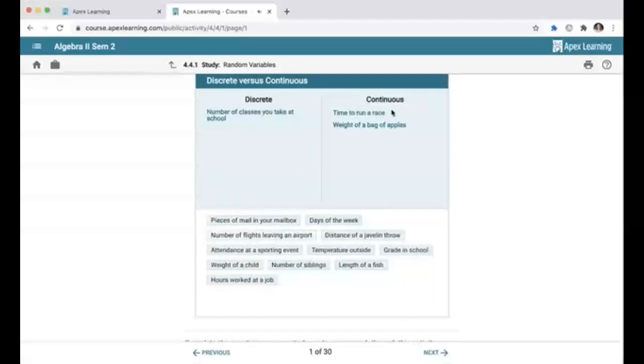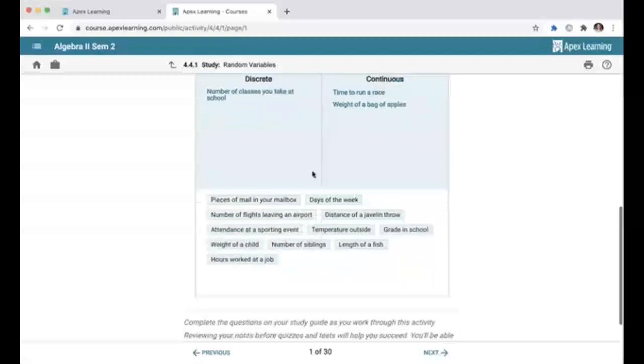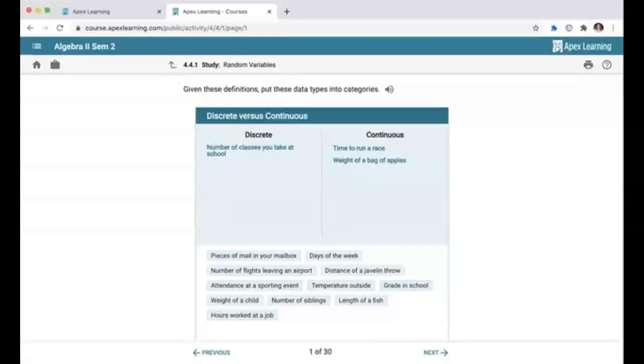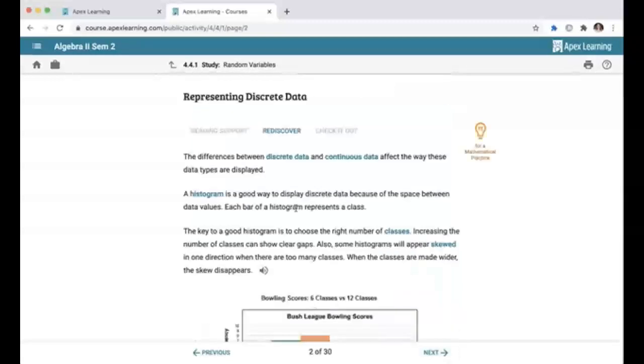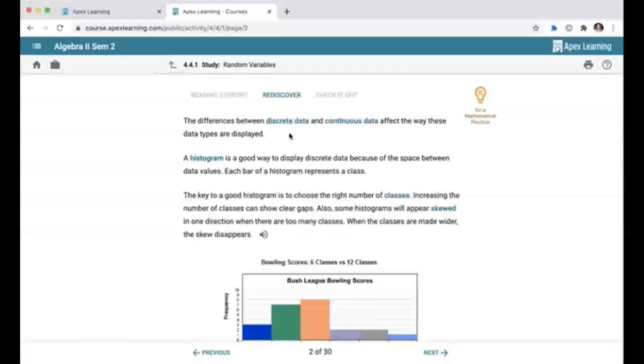So 2 continuous things would be like time to run a race, and then the weight of a bag of apples, right? So I'll let you go through the rest of these here, but those are just a couple more examples of discrete versus continuous. All right. And so looking at how we actually show them graphically, okay? So looking at discrete, an example of showing that might be a histogram here, okay?